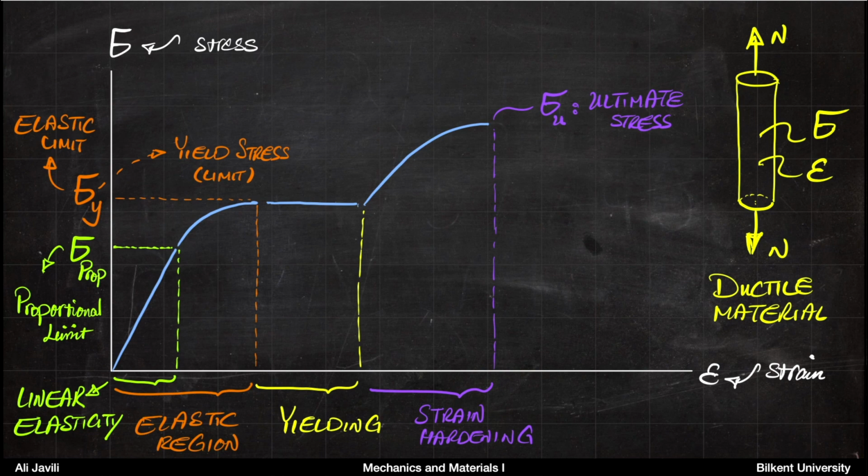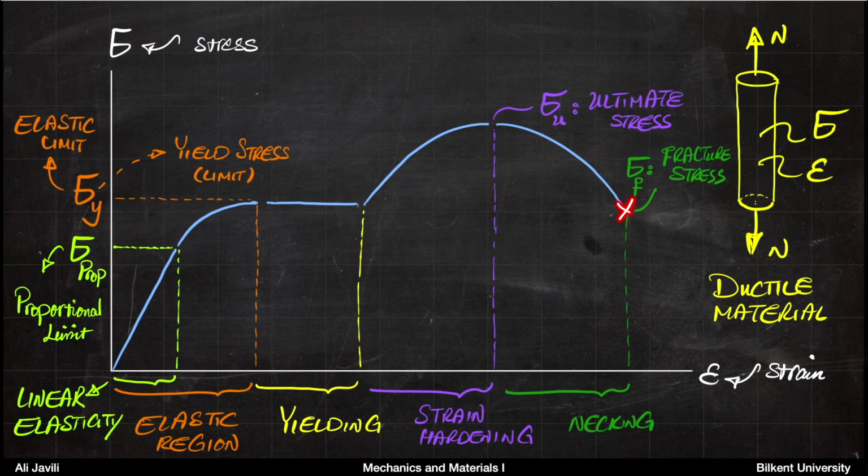Okay, so after this, something interesting is happening. If you increase the displacement, so if you keep pulling this, then you observe a decrease in stress. So it's no longer increasing, it just actually starts to decrease. And we call this region necking or necking region. This behavior continues until you reach the so-called fracture stress, and that's where your material breaks, essentially.